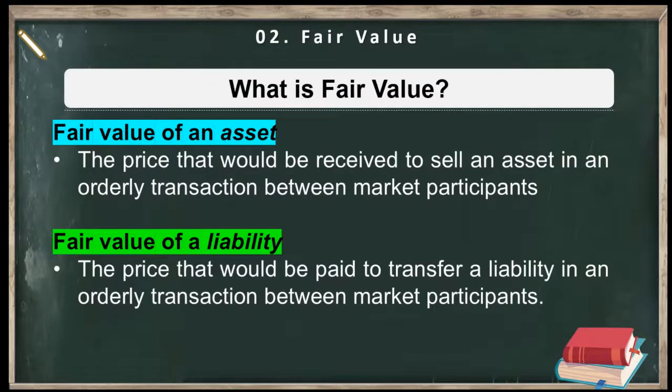So when we say fair value of an asset, that means the price that would be received to sell an asset. That's why it's called an exit price, right? Sold. Sell an asset in an orderly transaction between market participants. And the fair value of a liability would refer to the price that would be paid to transfer a liability in an orderly transaction between market participants.